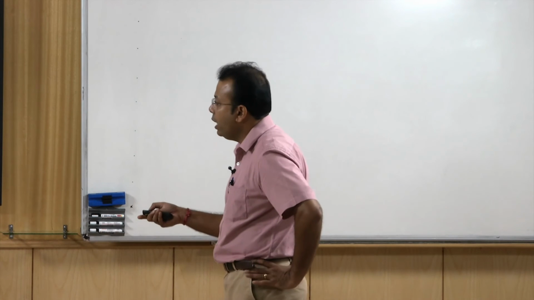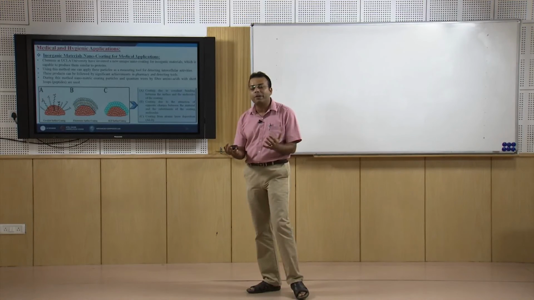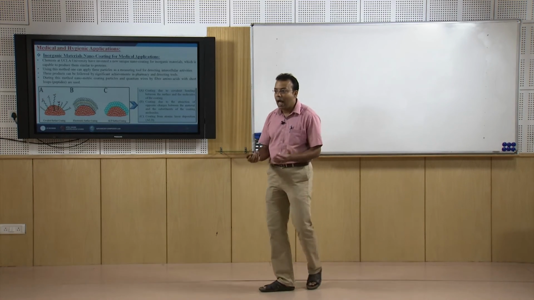From this particular figure you can understand that A is the coating due to covalent bonding between the surface and the molecules of the coating, B is the coating due to the attraction of opposite charges between the material and the substituents of the coating molecules, and C is the coating from atomic layer deposition. Here we show the different types of coating techniques by which we can change the material properties, and we can use these materials for biomedical applications.